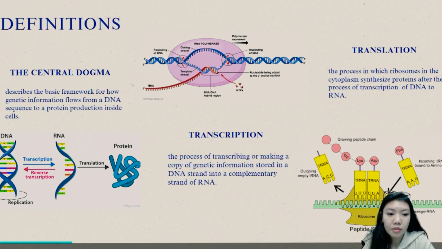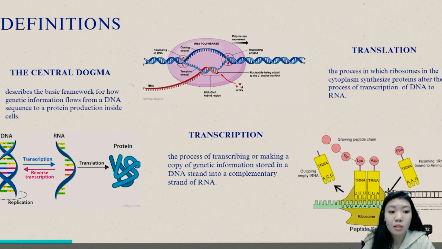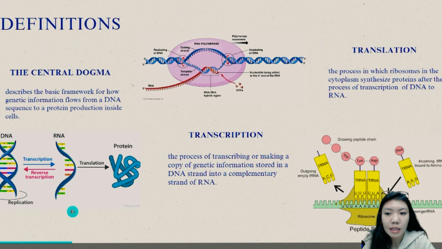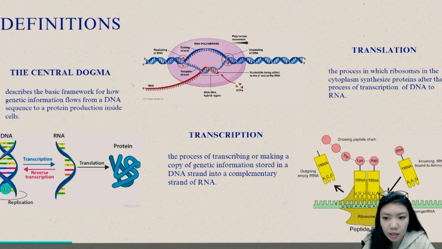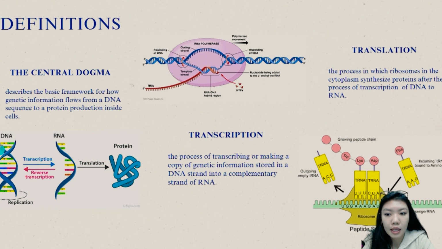Here, definitions, we can see you have the three major processes. The first one is central dogma, transcription, and translation. The central dogma is a process that describes the basic framework of how the genetic information flows from DNA sequence to a protein. So firstly, DNA is transcribed into RNA, mRNA. After that, mRNA is translated into protein. And after this process, the polypeptide chain is formed.